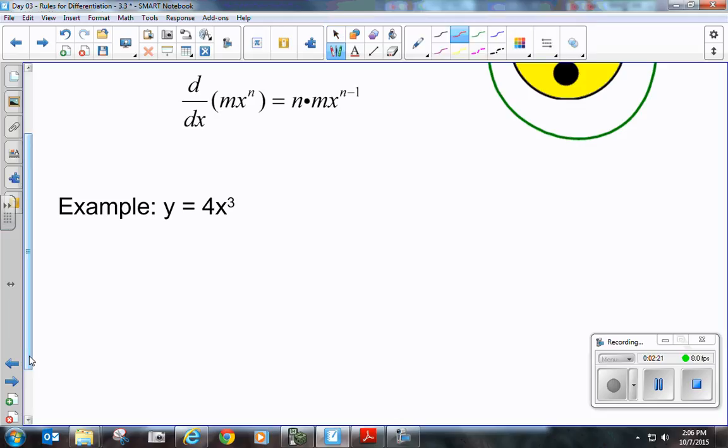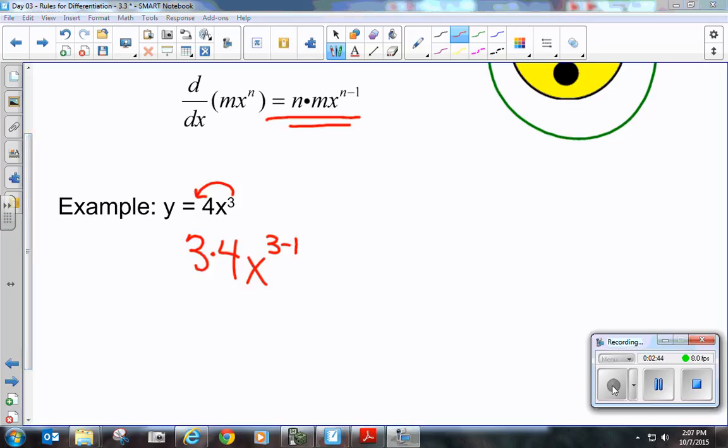Do you want to know how I did that so fast? I take my exponent down out front and multiply that times my coefficient. And then I just subtract 1 from my exponent, and that is the derivative. You no longer have to do the difference quotient. So, 4 times 3 is 12, x. 3 minus 1 is 2.